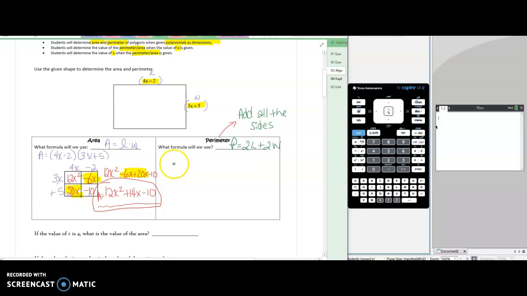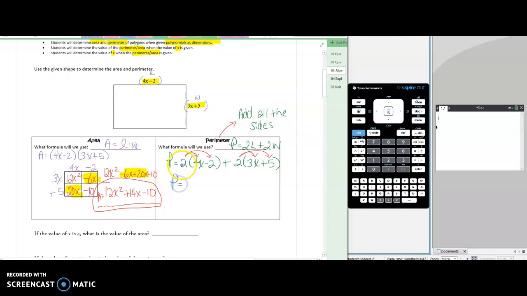Okay. So what we're going to do is take this length and plug it in for this L right here. So my perimeter is equal to 2 times this 4x minus 2 plus 2 times this 3x plus 5. All right. So all I do now is distribute. Remember, we have to distribute. We multiply the 2 times the 4x, the 2 times the negative 2, 2 times the 3x, the 2 times the 5. Don't forget that. You can use the box method. You can distribute whichever one. We're going to distribute here.